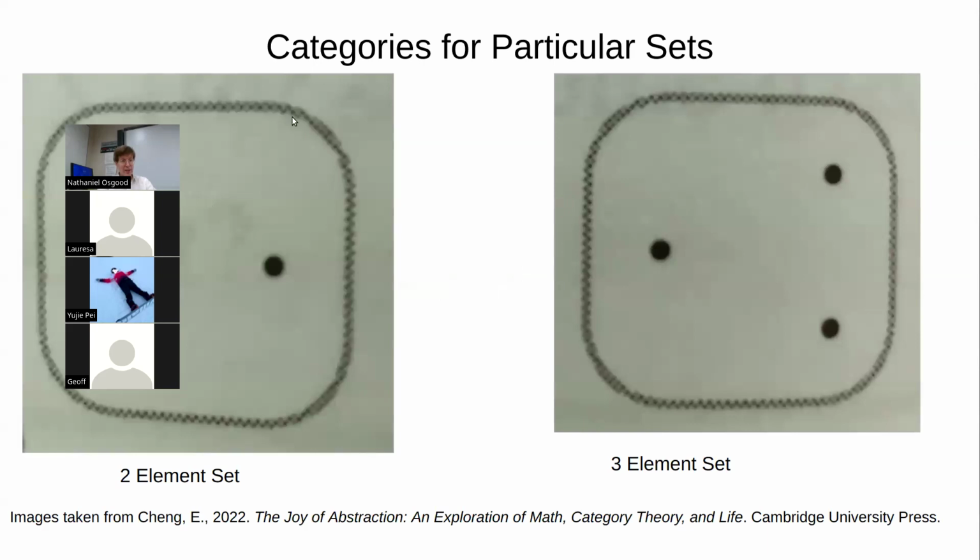And I told you last time, but I didn't have a good illustration of it. And I really should have taken this illustration from Eugenia Cheng's amazing book, Joy of Abstraction. These are two sets. Guess what sets they are? Sets of size what? 2 and 3. And the point of this that I want to communicate here is that there's no structure. They're just bags of dots.